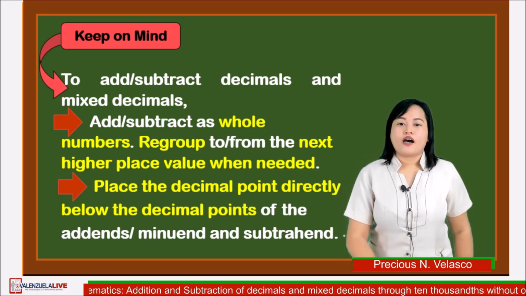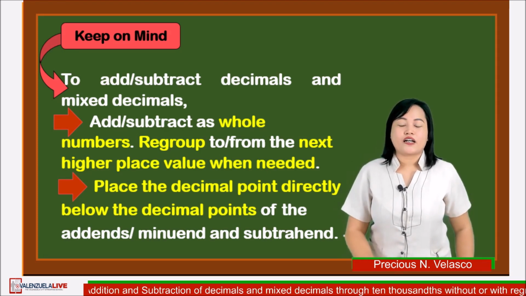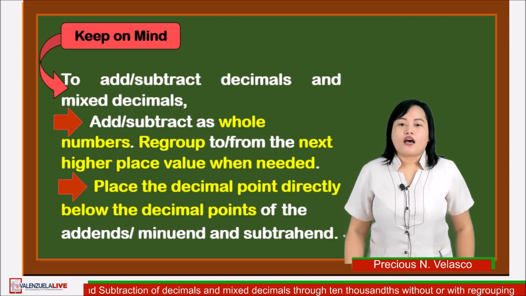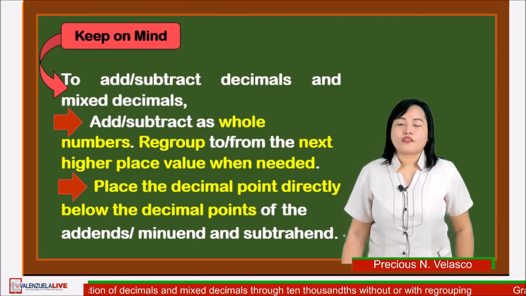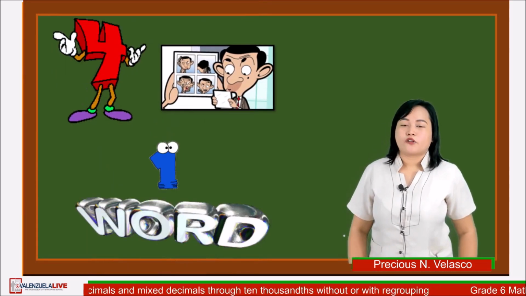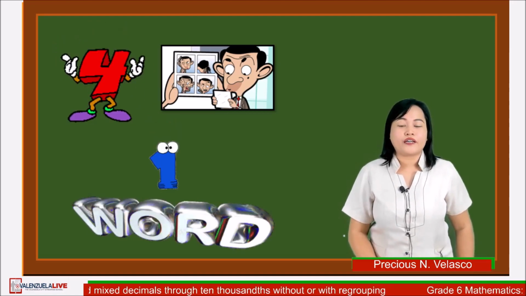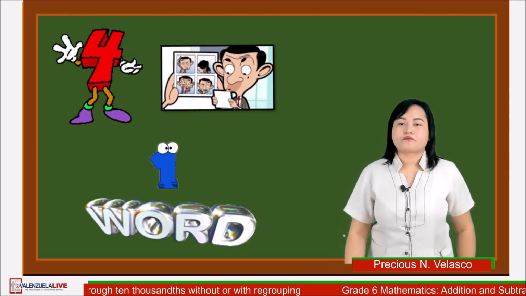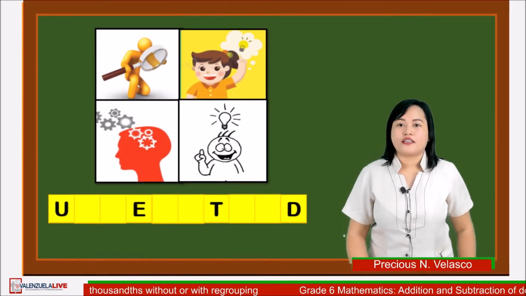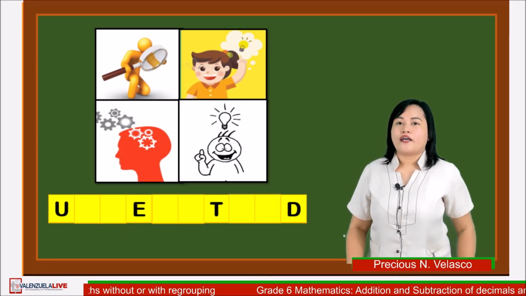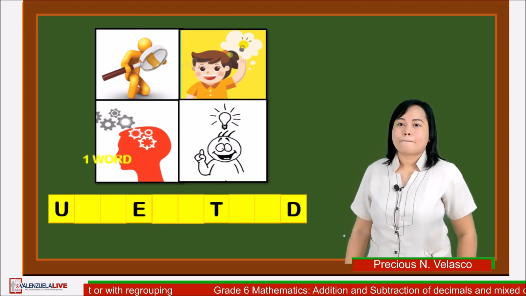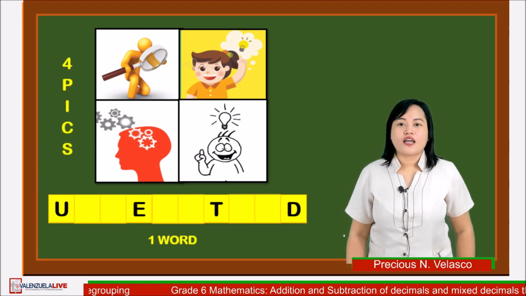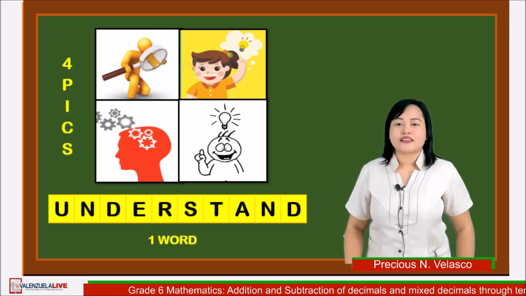So for another one, we are going to have our last activity. We are going to answer this one. Are you familiar with the 4 Pics 1 Word? You are going to answer the following steps by identifying what this is. So this one, what do you think this is? Okay, very good. That is understand.